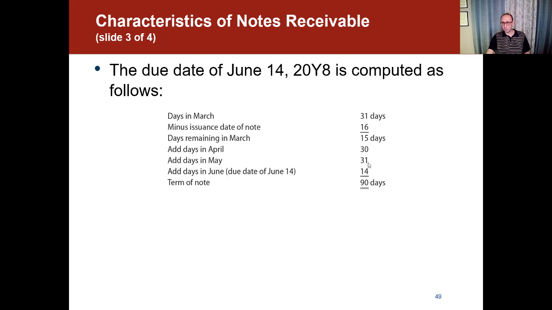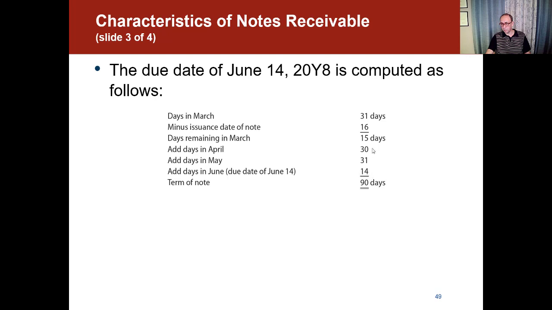So we add the month of May. It's another 31 days. So 31, 30, and 15, that's going to be 76. So we're getting close to the 90. So we cannot use the entire month of June. So we only use 14 days of June to reach the term of the note, which is 90 days. So that's usually how we know. So this number here, the 14, is our focus.